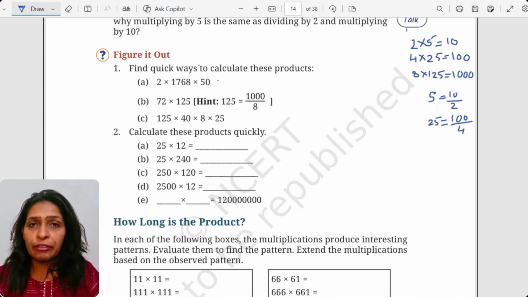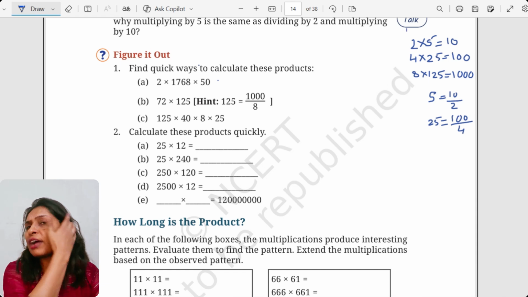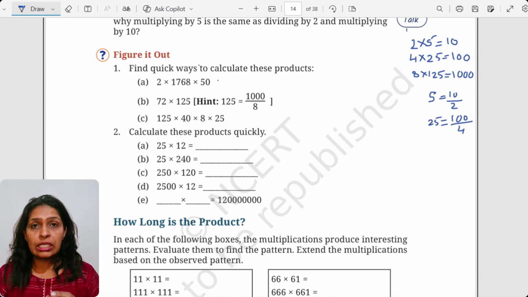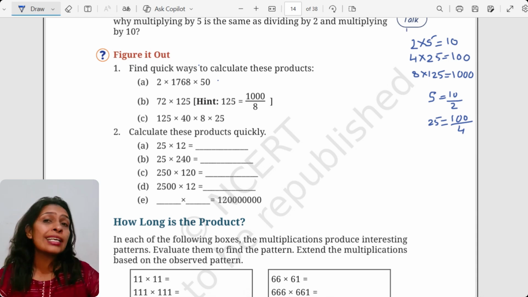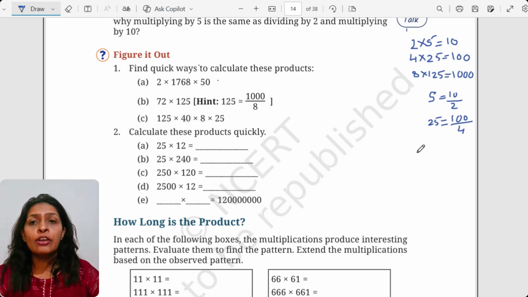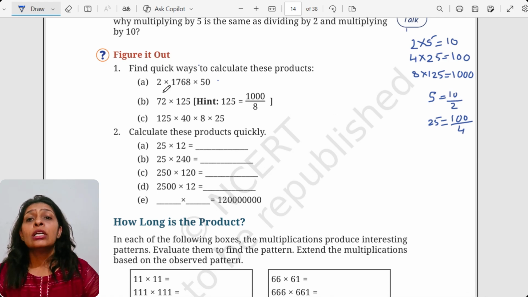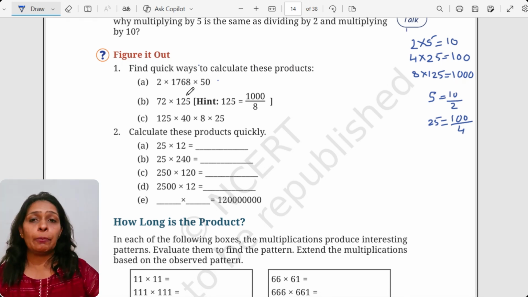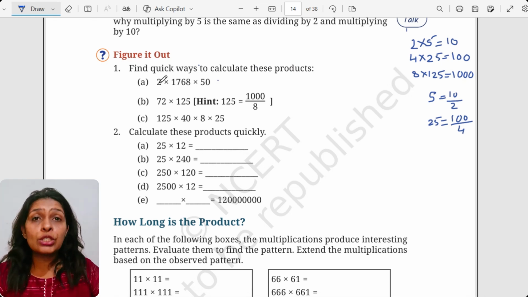My first advice to every one of you is this: whenever you get some multiplication questions, or in fact any type of question, don't just run into solving those questions. Just observe the question carefully and understand what we can do better there. For instance, in this first question we have to find quick ways to calculate the product. If you see it randomly, a child can do 2 into 1768 and then multiply the answer with 50. But what I said, observe it nicely.